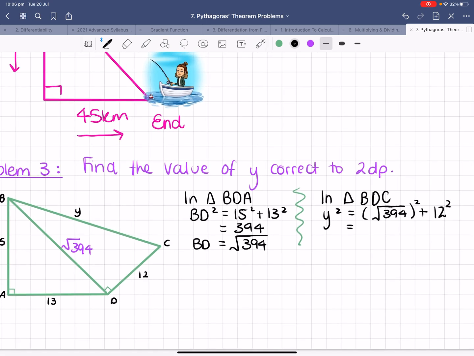Now remember, well, you can put this into your calculator anyhow, but remember that this is just 394 because it's just the same surd multiplied by itself. Together, that makes 538. And then, because we want y, we take the square root of both sides. And putting this into your calculator, you will get 23.1948... which is approximately, correct to 2 decimal places, 23.19 units.